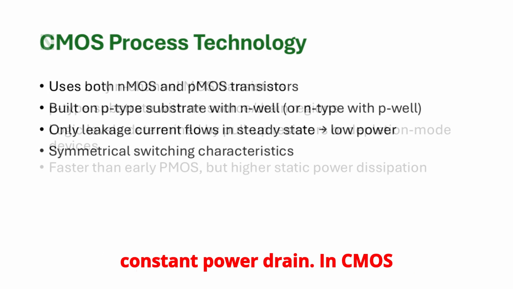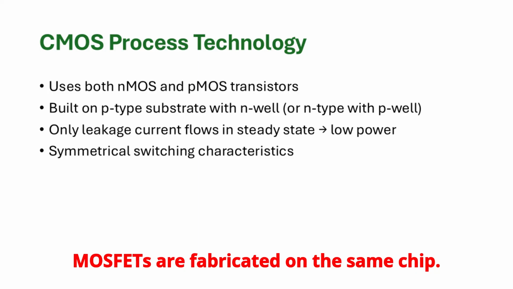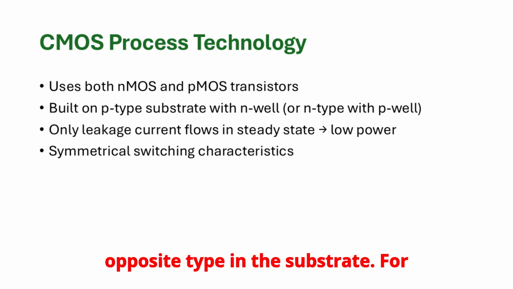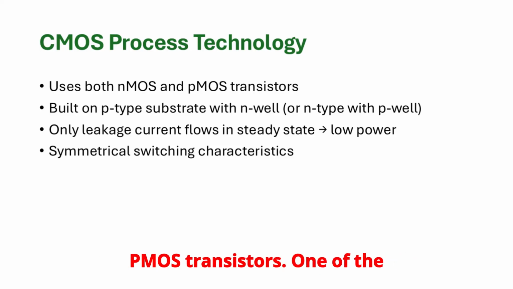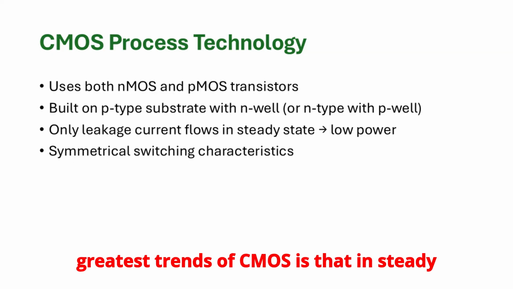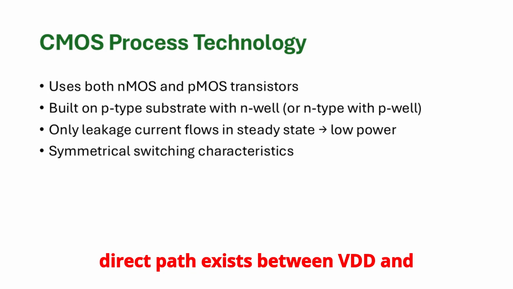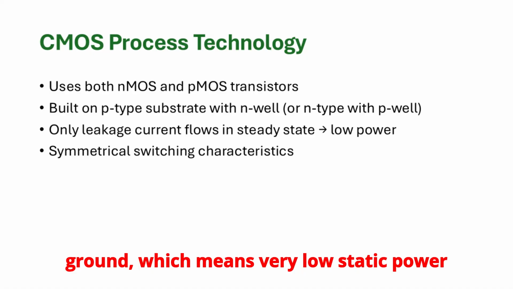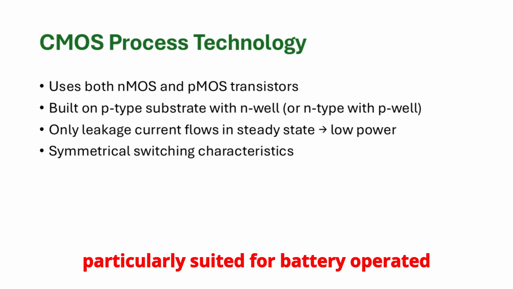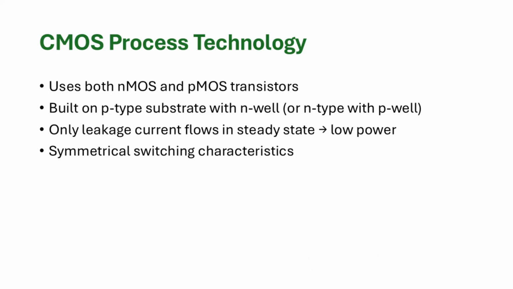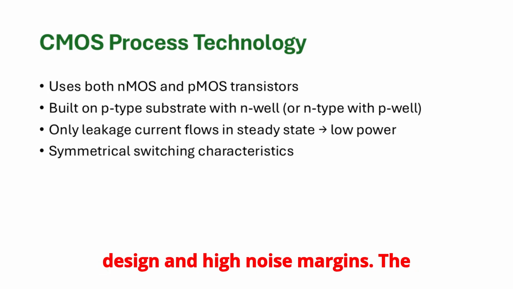to constant power drain. In CMOS technology, both N-type and P-type MOSFETs are fabricated on the same chip. This requires creating wells of the opposite type in the substrate, for example, N wells in a P-type wafer for PMOS transistors. One of the greatest strengths of CMOS is that in steady-state logic conditions, ideally, no direct path exists between VDD and ground, which means very low static power consumption. This makes CMOS particularly suited for battery-operated devices. Additionally, CMOS gates exhibit symmetrical switching behavior, leading to robust logic design and high noise margins.